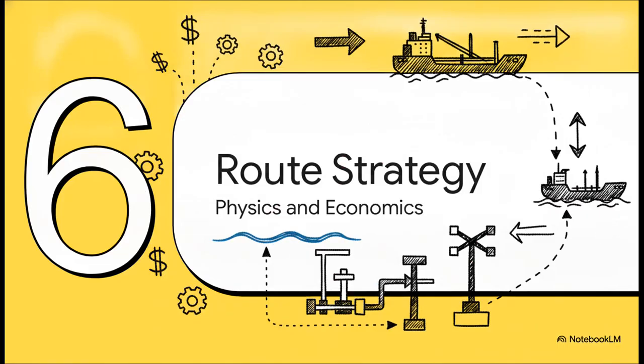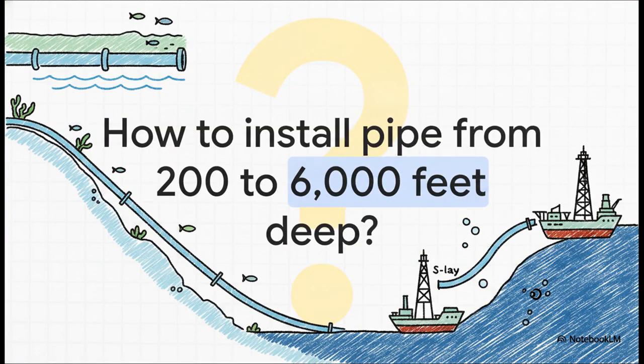All right, wrapping up with route strategy and economics. Now that we understand these physical limits, let's put you in the producer's seat with a quick check. Imagine you have a single pipeline route that starts on a shallow shelf in just 200 feet of water, but travels all the way down an escarpment to 6,000 feet of water. What would you expect the installation strategy to look like? Would you use an S-lay for the shallows and swap to a J-lay for the deep?